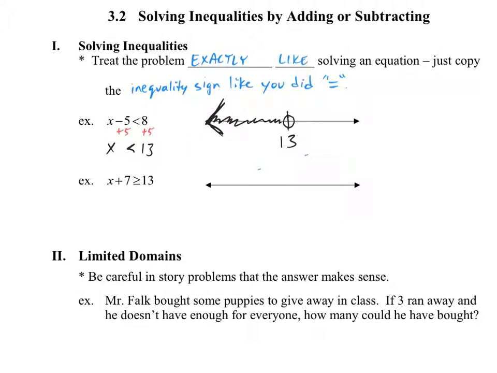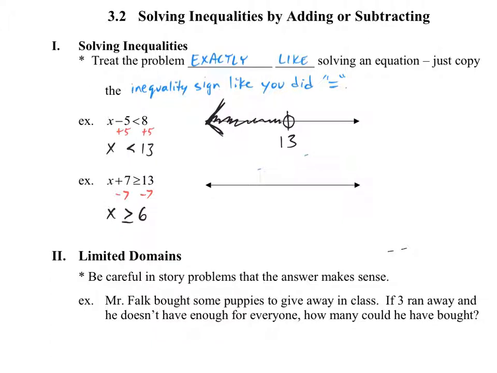All right, should we do the next one? X plus 7 is greater than or equal to 13. So we do what to both sides? Subtract 7 to both sides. Then I have an x all by itself on the left. Copy down the greater than or equal to. I get a 6, I believe. We're good?